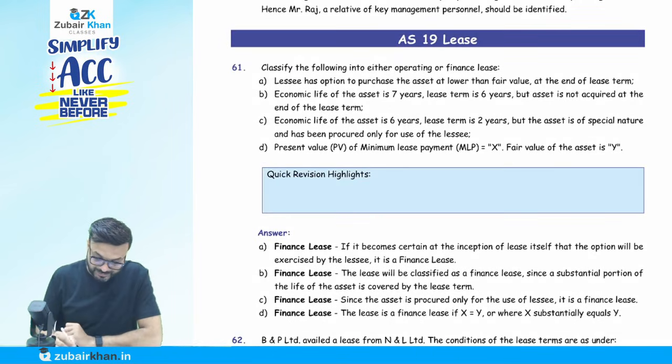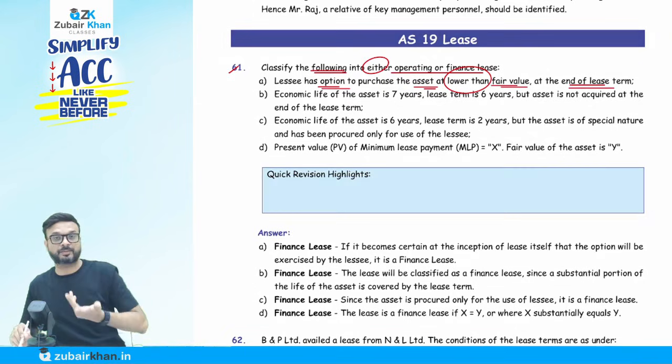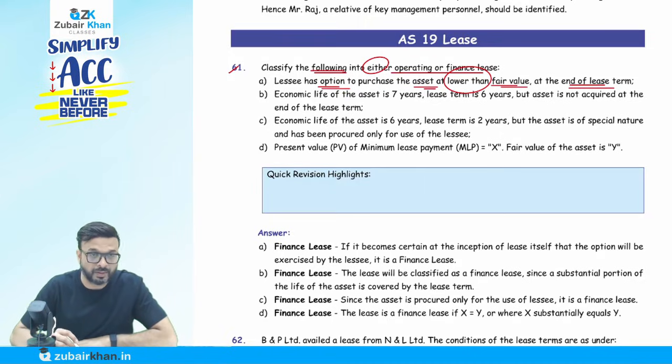The question number 61, what does it say? Classify the following as either an operating lease or a finance lease. We have to find it out. They say the lessee has the option to purchase the asset at lower than the fair value at the end of the lease term. So lower than the fair value, they have the option to buy. Do you remember we discussed the example of the car? It is a finance lease.